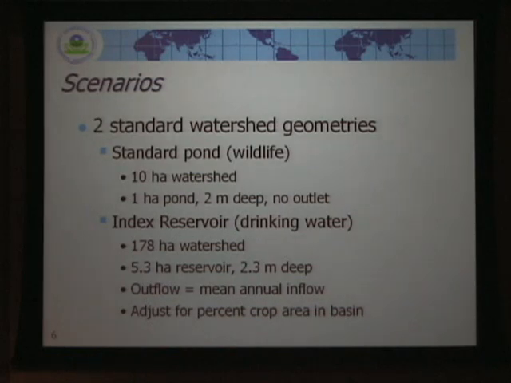We have two standard watershed geometries. One's called the standard pond. It's for eco-risk, and it's hardwired into GenEC. And the second is the index reservoir, and that one's hardwired into First. So that's why we have two different Tier 1 models. Our standard pond has a 10-hectare watershed, about the size of a single agricultural field, and it drains into a 1-hectare pond that's 2 meters deep with no outlet.